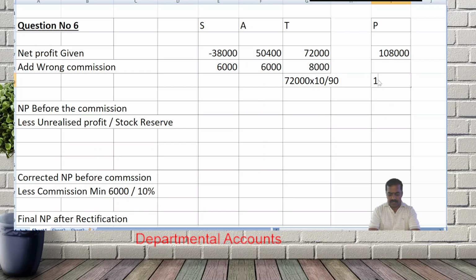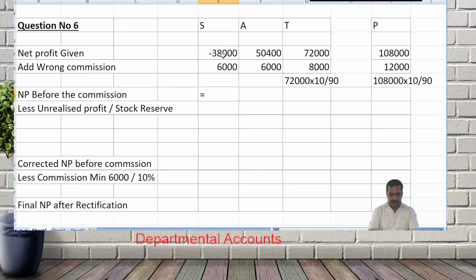Same way for the other one: 1,08,000 into 10 by 90. You understand 10 by 90? If profit is 100, commission is 10, then profit given is 90. So 12,000. Add back, you will get the profit before commission.